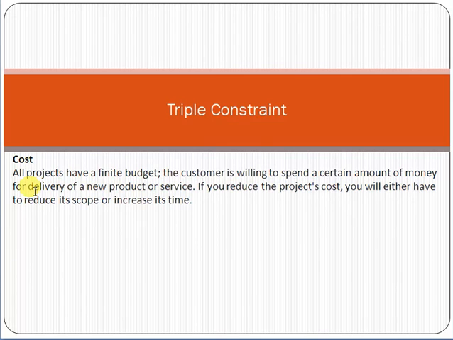Initially the project was completing in 5 months. Now the project is going to complete in 8 months. So if time is increased, for example by 3 months, obviously more resources will be required: hardware, software, human resources. So it will have an impact on the cost as well. If there is any change in the time, it will impact the cost factor as well.